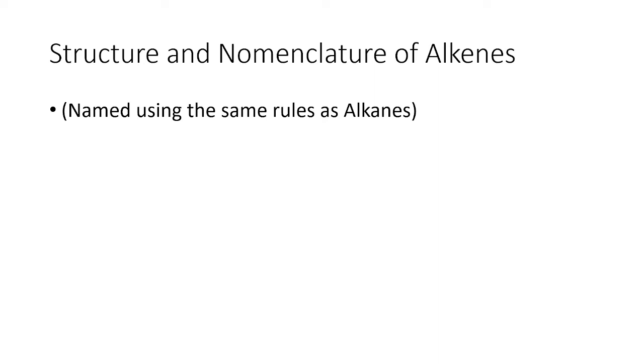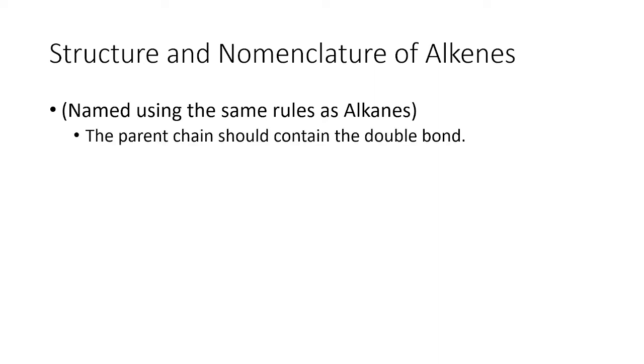So, halos ganun din yung sa alkenes natin. As I note here, alkenes are actually named using the same rules as alkanes. For alkenes, ang kaibahan lang, we will be looking for the parent chain that should contain the double bond. That's one. Pero same process. We still need to look for the parent chain, and by parent chain, it is the longest chain of carbon that we can find in the organic compound.